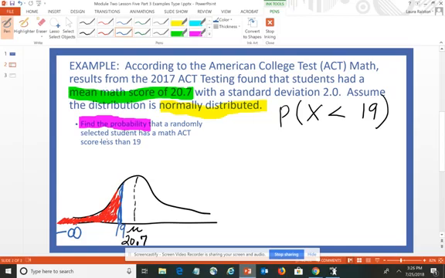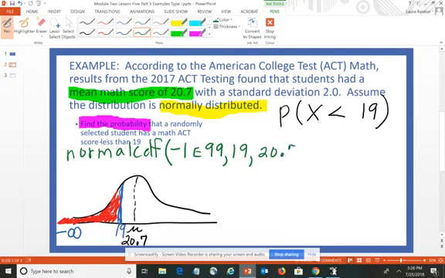Because we're asked to find the probability, we're going to be using the normal CDF command in our calculator. So what I will type, and we'll actually type it here in a minute, is normal CDF, and I'll show you how to get that command. We'll go from negative infinity up to our value of 19. Our mean is 20.7, and our standard deviation is 2.0.